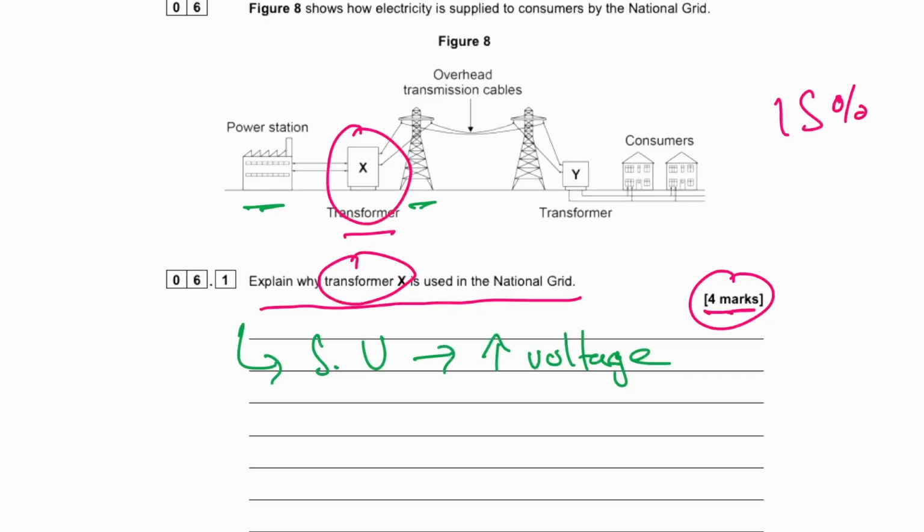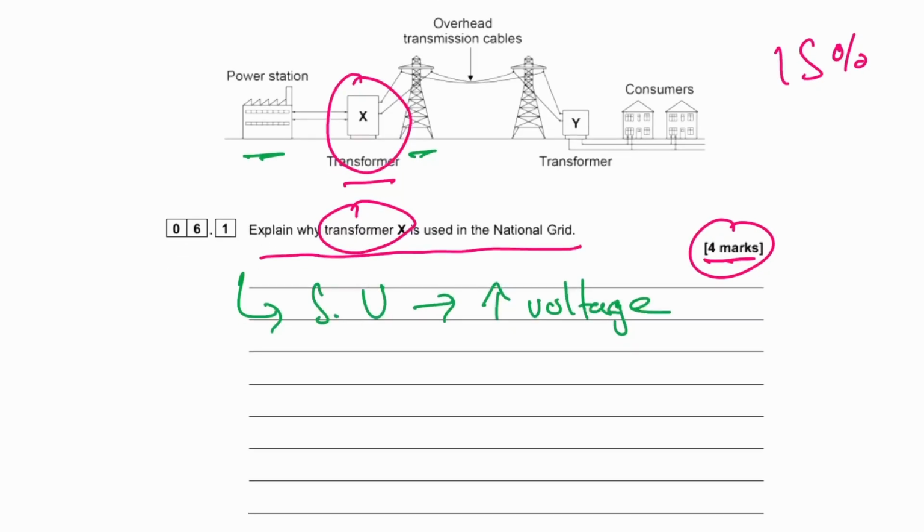Fundamentally, we say here that the step-up transformer increases the voltage, or even better, if you call this the potential difference, as they do in the exam questions. Then you need to explain what is the point of actually increasing that potential difference. Remember, explain why transformer X is used in the national grid. Well, we know what transformer X does, but why do we want it to increase the voltage?